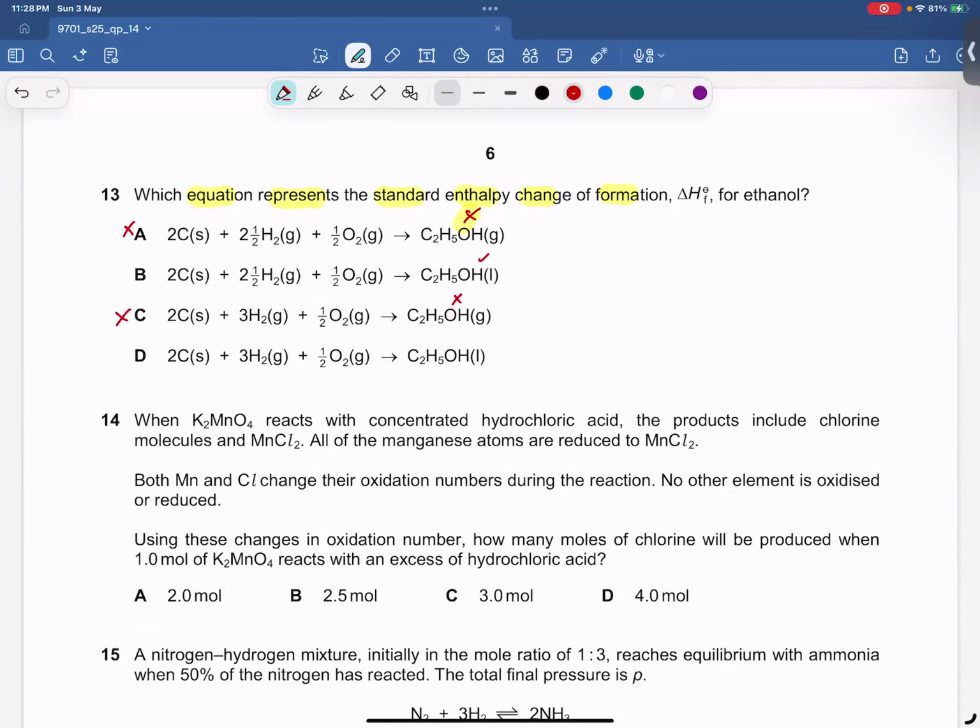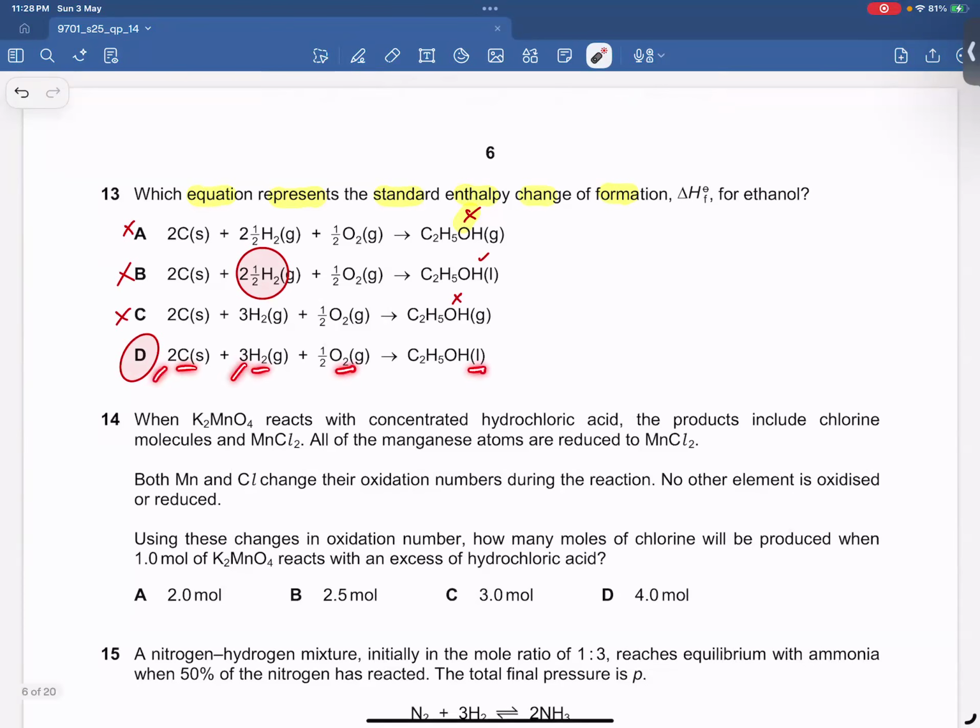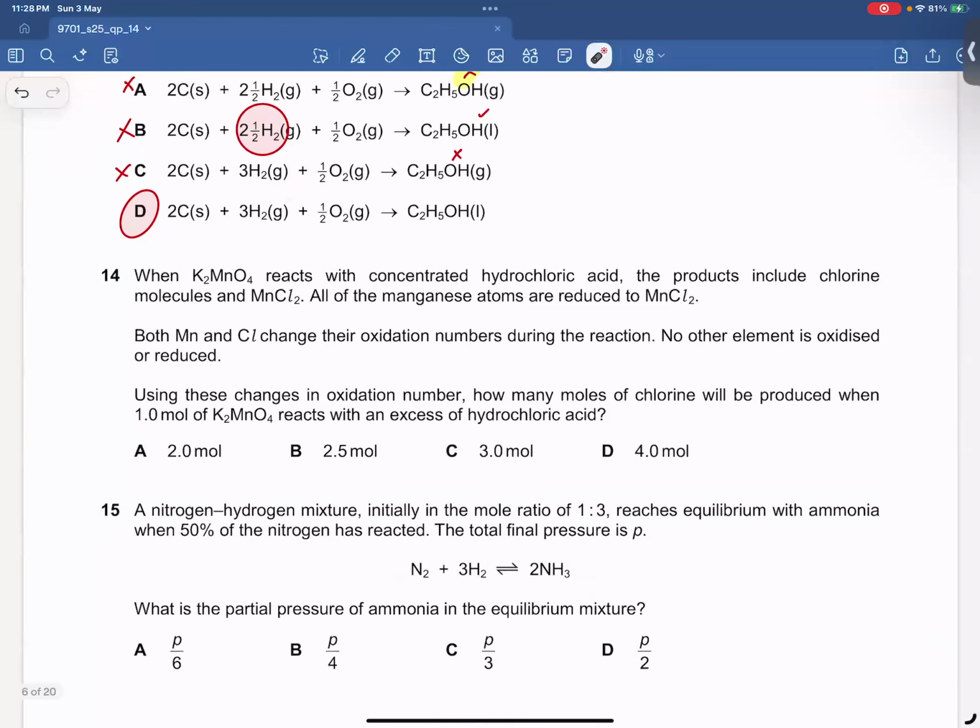But this hydrogen is not balanced, which is why it is also wrong, and therefore D is going to be the right answer, because constituent elements भी हैं यहाँ पर, under standard condition भी exist हो रही है, और ये जो equation में moles हैं ये भी balanced हुए हैं. Okay.